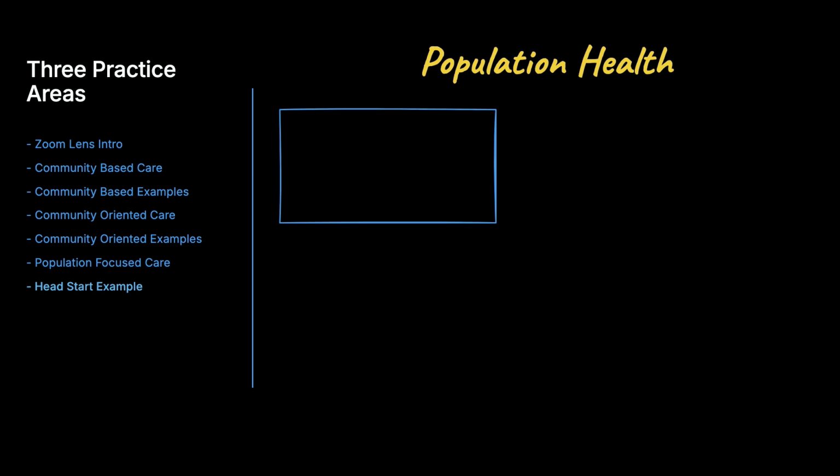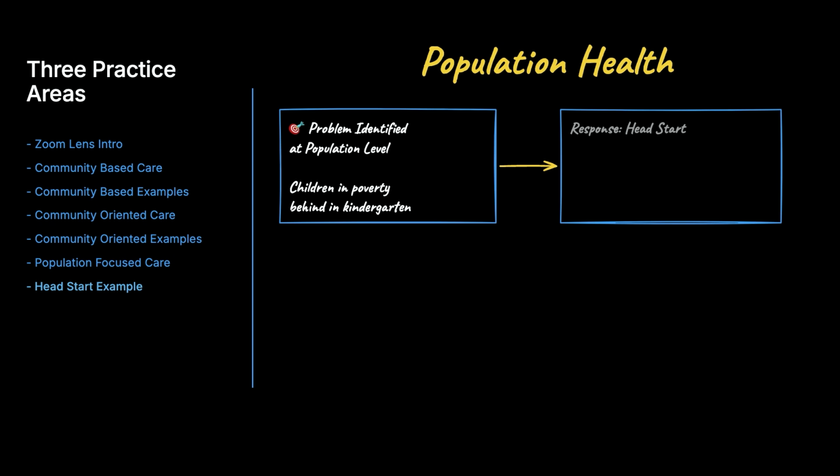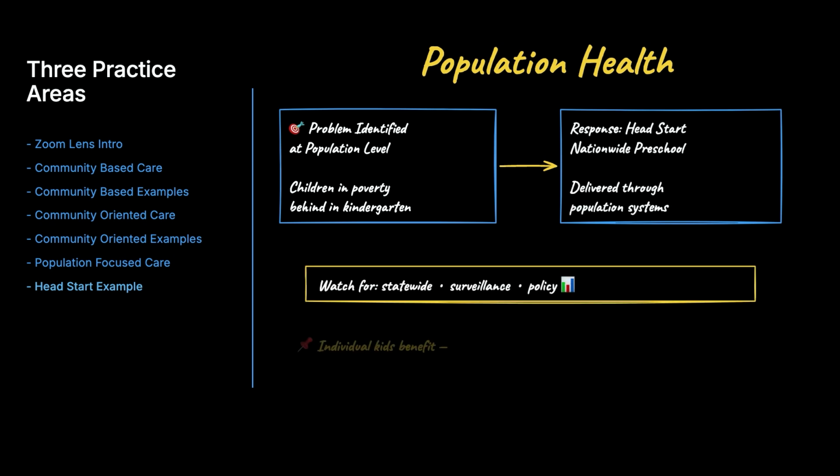The classic example is the Head Start program. Data show children born into poverty entering kindergarten far behind wealthier peers. The problem was identified at the population level, and the response was a nationwide preschool program delivered through systems. Individual children benefit, but the design and reach are population focused. Watch for statewide surveillance and policy.